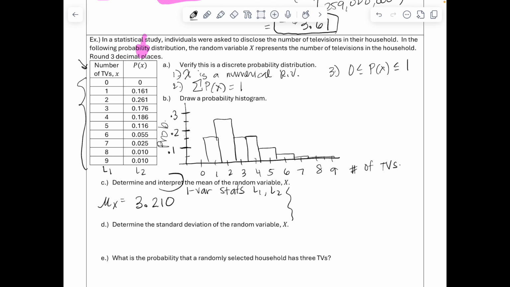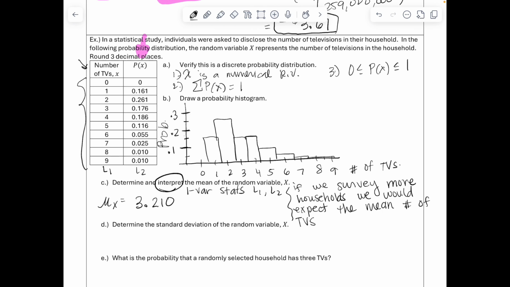This also says that we need to interpret. Interpret just means to talk about. So what this would be is, if we survey more households, we would expect the mean number of TVs per house to be 3.210 TVs.